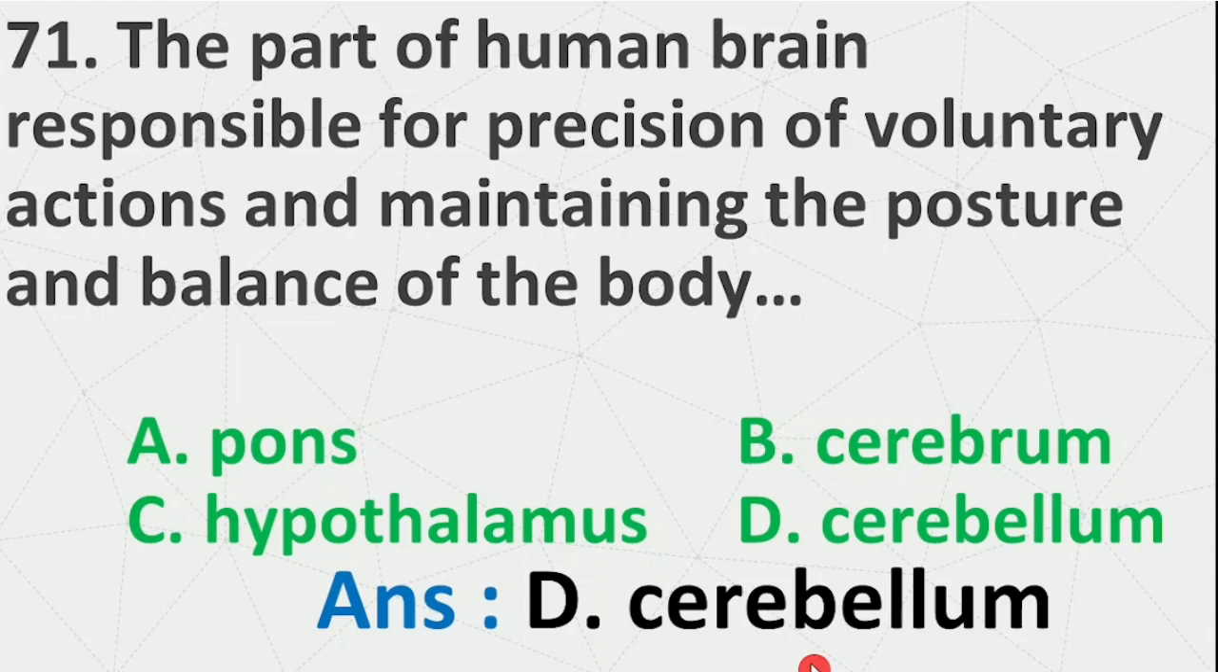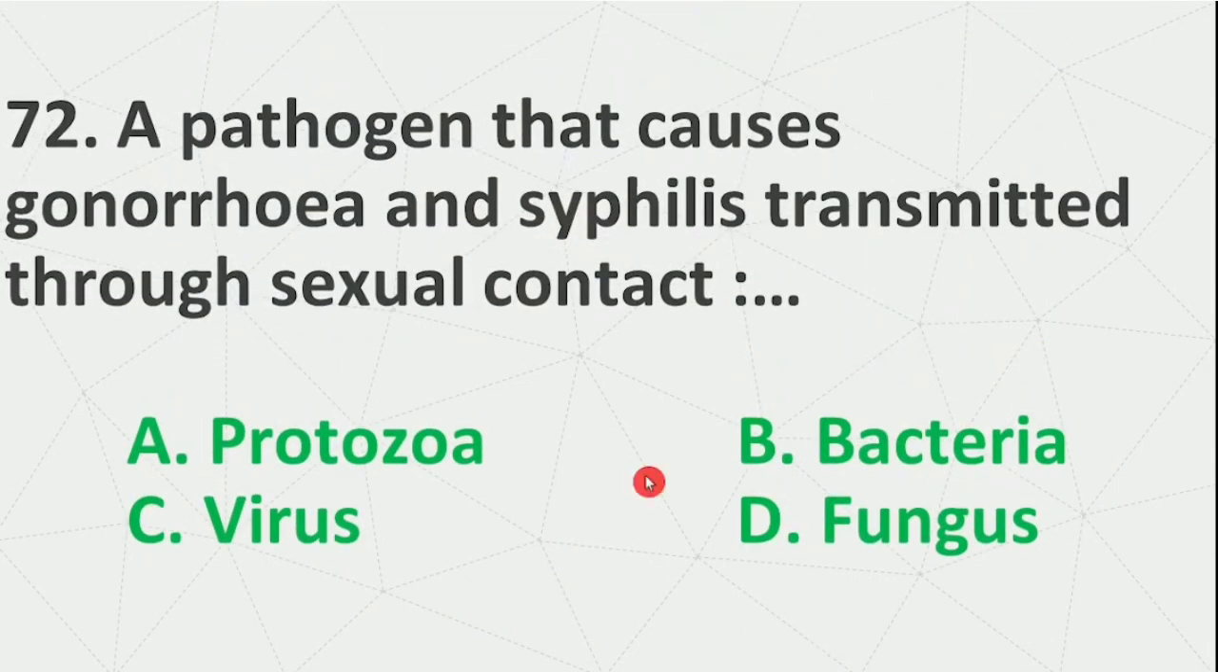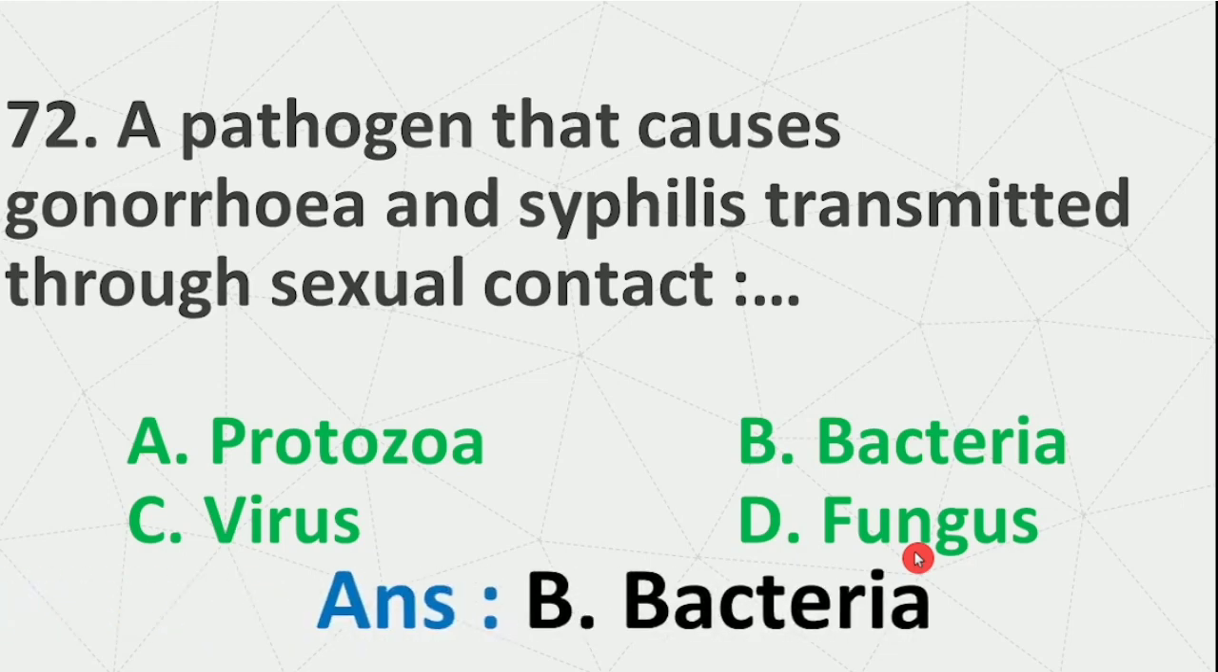Question number 72. A pathogen that causes gonorrhea and syphilis, transmitted through sexual contact. Option A, protozoa; option B, bacteria; option C, virus; option D, fungus. Gonorrhea and syphilis are transmitted by bacteria. So option B, bacteria, is the answer.